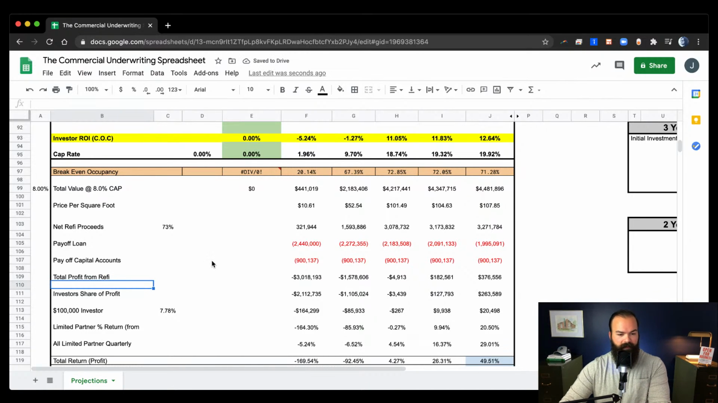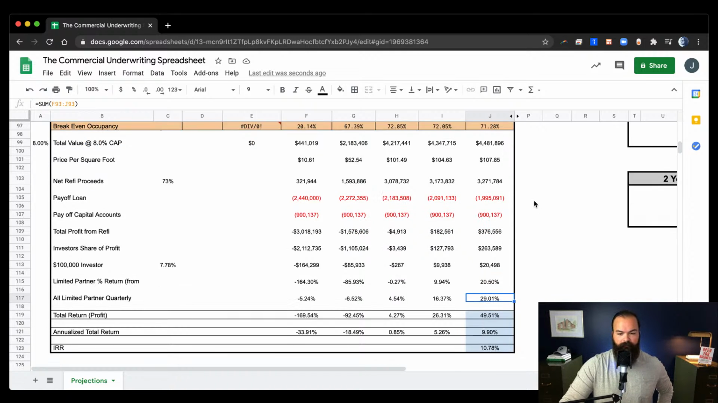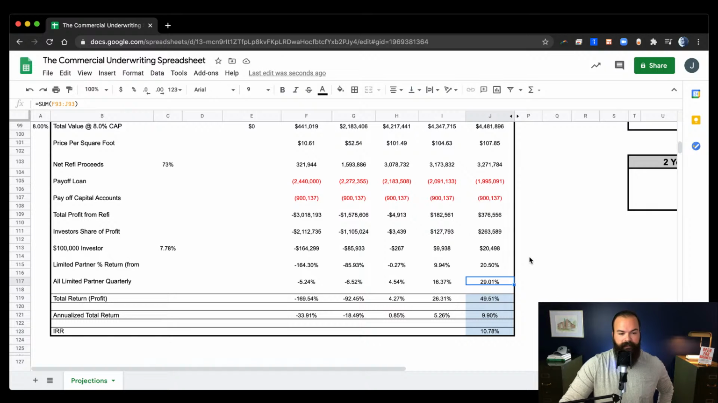And then there's a sample $100,000 investor, what their returns would be. They would own 7.78% equity in this investment. And it looks like in year 5, when we refinanced, they would get all of their money back plus $20,500, which ends up being about 49% total profit. So annualized returns 9.9%. In this scenario, they would be getting 9.9% on average over 5 years, with an IRR of 10.78%.